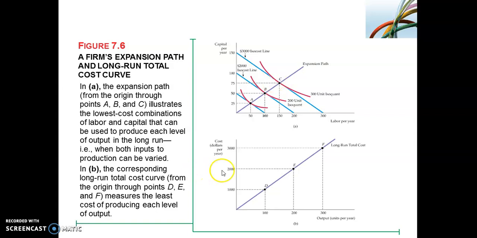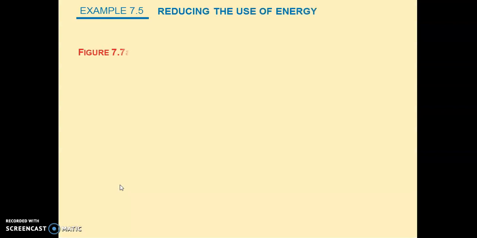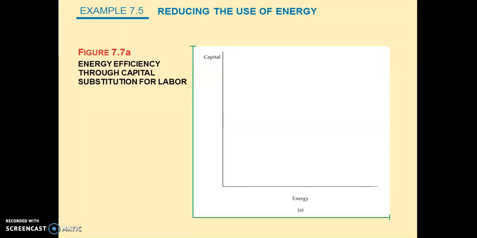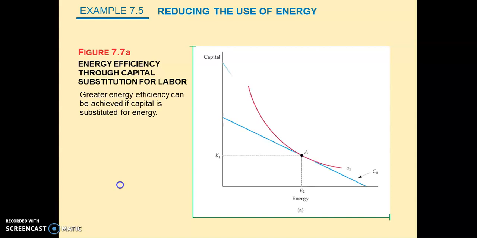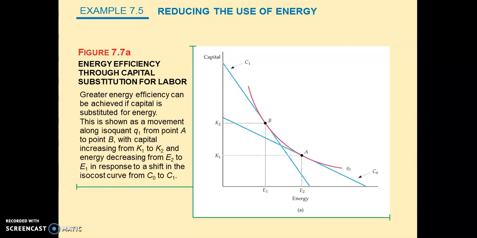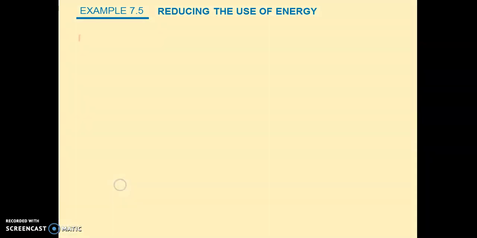So in part B, what we have plotted is the corresponding long run total cost curve from the origin through points D, E, and F that measures the least cost of producing each level of output. Now, slides 26 and 27 are for knowledge enrichment purposes. Please work through this example to enhance your understanding.